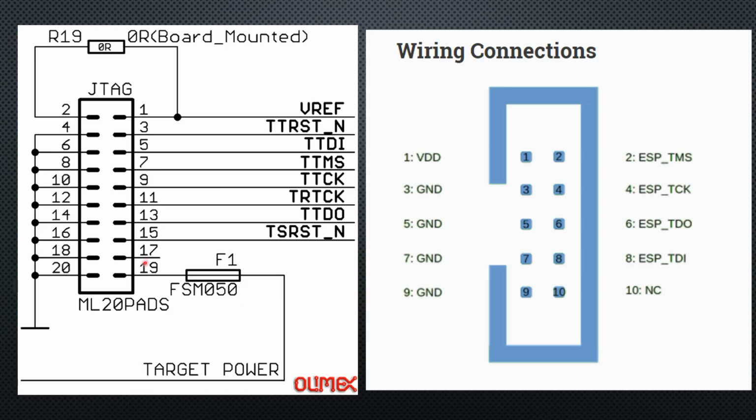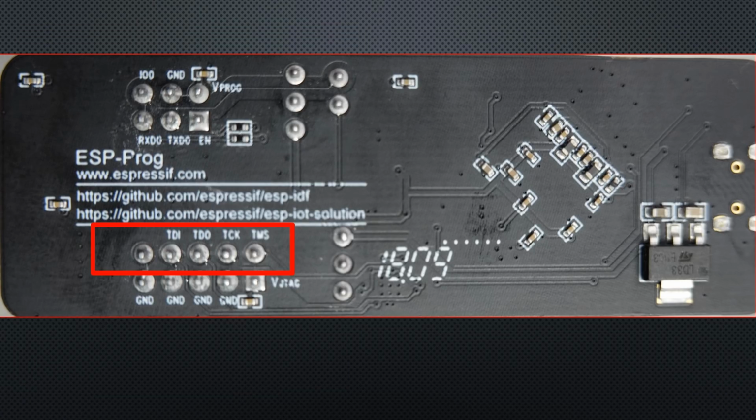Olimex uses a 20-pin and the Espressive board uses a 10-pin header. Fortunately, we only need 5 or 6 pins. They are called TDI, TDO, TCK, TMS and Reset. Of course, we also need ground. Reset is only required for the Olimex board. The Espressive board has a readable silk screen, and you know which pins are which.